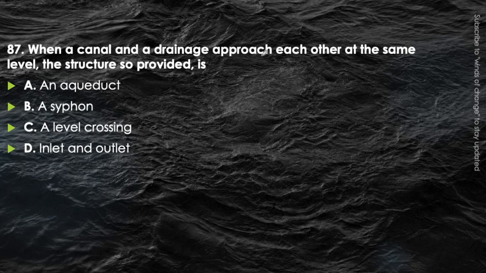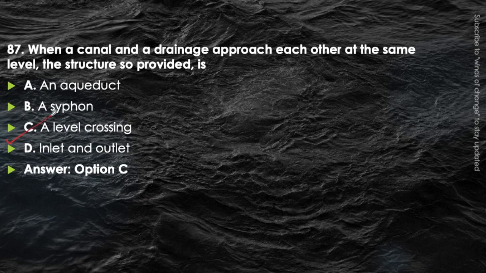When a canal and a drainage approach each other at the same level, the structure so provided is called aqueduct, siphon, level crossing, or inlet and outlet. Very easy question. When both are at the same level, when both are at different level, it can be either aqueduct or siphon. In the case of both at the same level and they are merging with each other, it is called as level crossing. Okay, option C will be the correct answer.